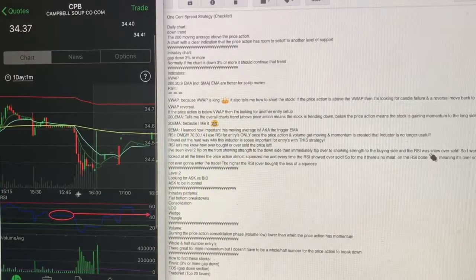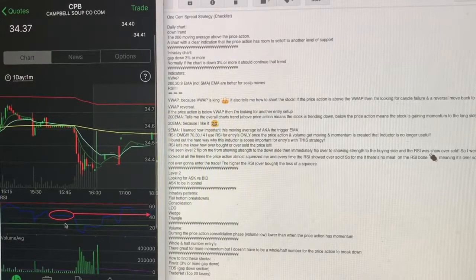So ever since then, I took the RSI indicator and added it to all my old charts, and I was looking at them, and I'm like, dude, every time the price action spiked and went against me, the RSI was sitting very low to the ground. It was showing that it was oversold.